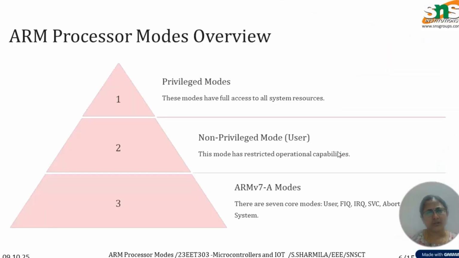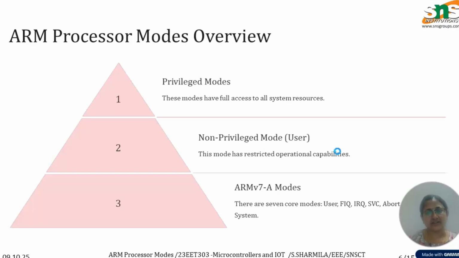And the ARM processor modes overview. The ARM modes are broadly split into 2 categories: privileged modes and non-privileged mode. The privileged modes have full access to all system resources, and the single non-privileged mode is known as user mode. In the ARM 7 profile, there are 7 core modes, that is user, FIQ, IRQ, supervisor, abort, undefined, and system modes of operation.